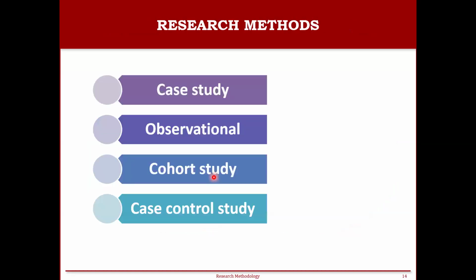Okay. So moving on to the research methods, we have different types of research methods. We can conduct case studies, observational studies, cohort studies, control studies, or else we can conduct experimental studies. So we have different research methods, right?